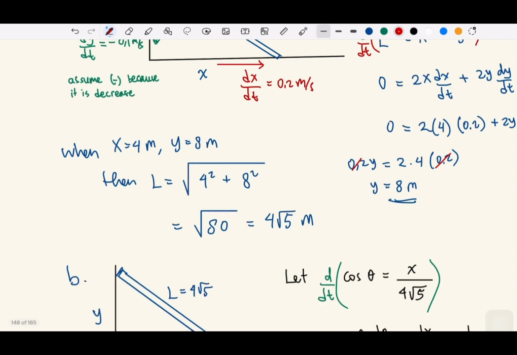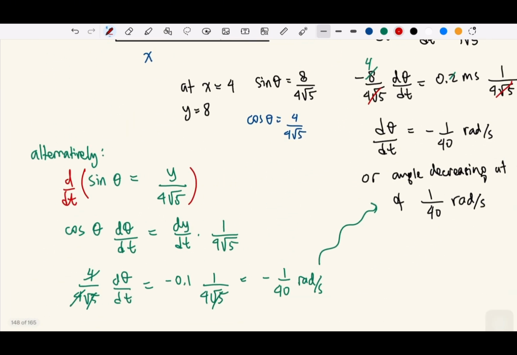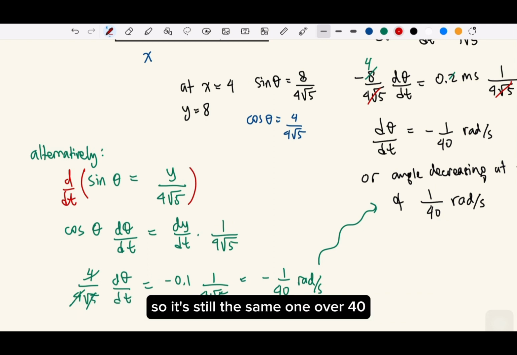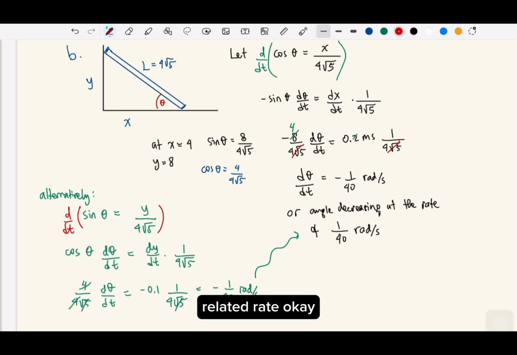Okay. And then we can also take the sine, which we still get negative 1 over 40, because I take the dy over dt is decreasing, which is negative. So it's still the same 1 over 40. So that's the related rates. Okay.